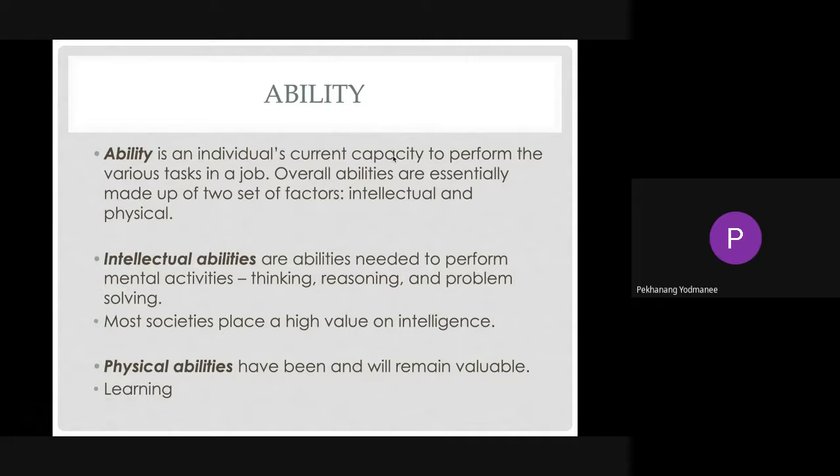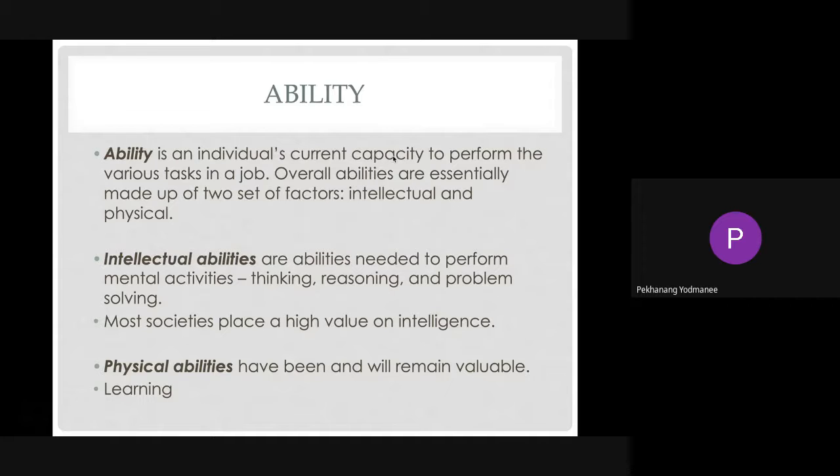From a management standpoint, the challenge is to understand the differences to increase the likelihood that a given employee will perform the job well. Okay, what does ability mean? As we use the term, ability is an individual's current capacity to perform the various tasks in a job. Overall, abilities are essentially made up of two sets of factors, that means intellectual and physical.